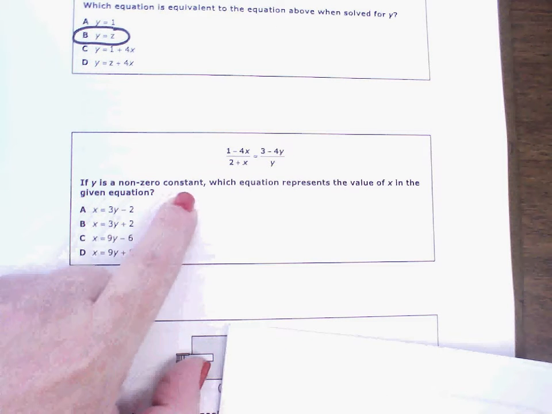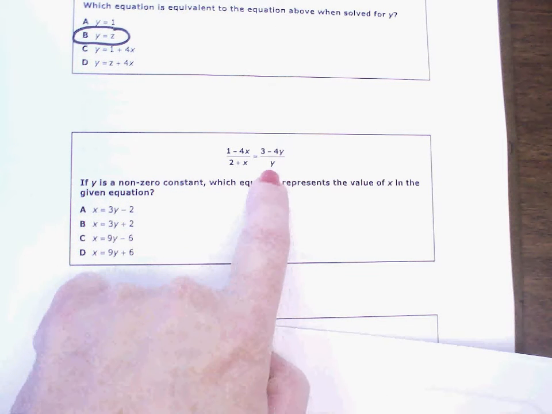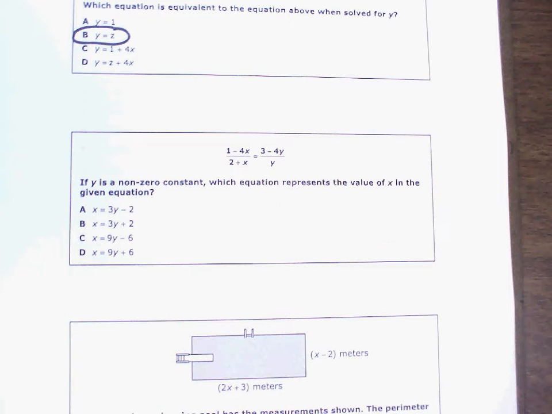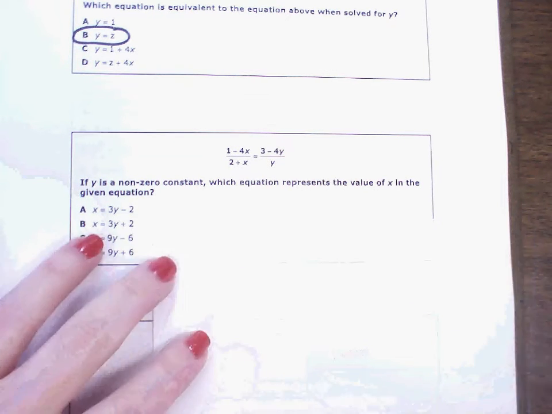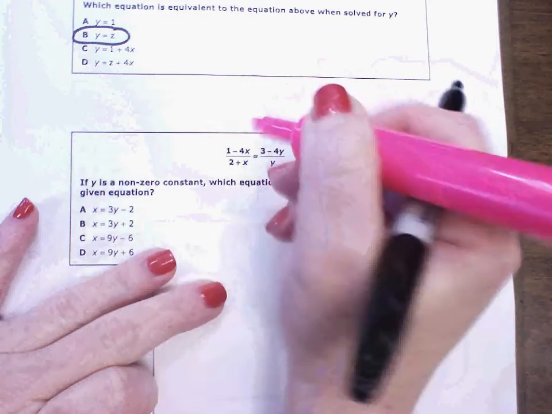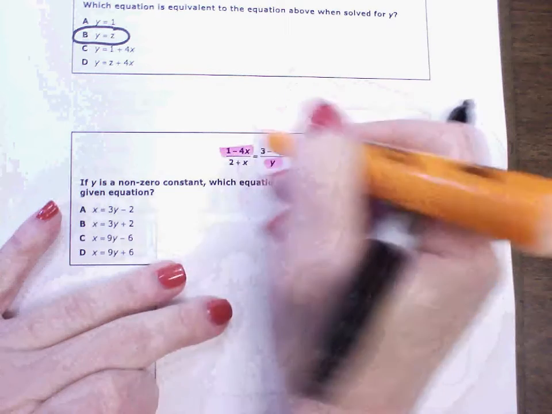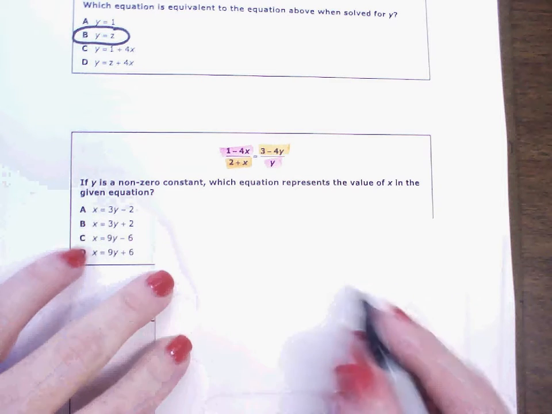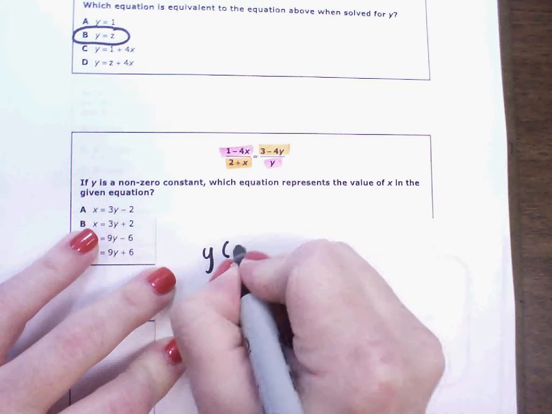Alright, if y is a non-zero constant, which equation represents the value of x in the given equation? So we basically have to solve for x. If you don't know what you're doing, just go ahead and solve for x. So this is what I'm going to do. I'm going to cross multiply. So I'm going to multiply that by that, and that by that.